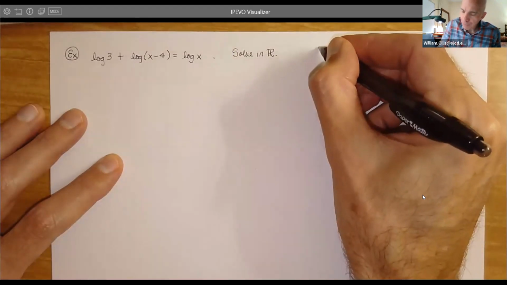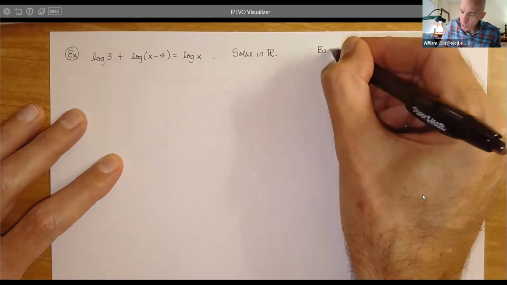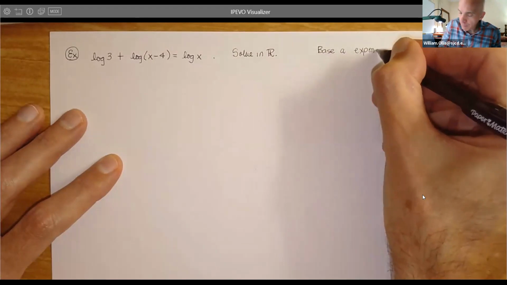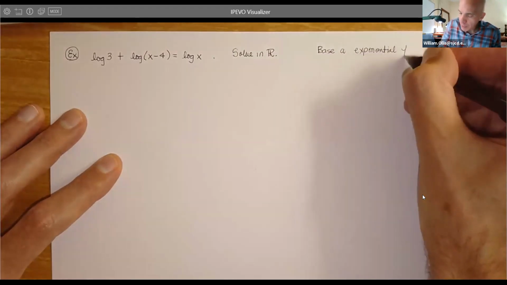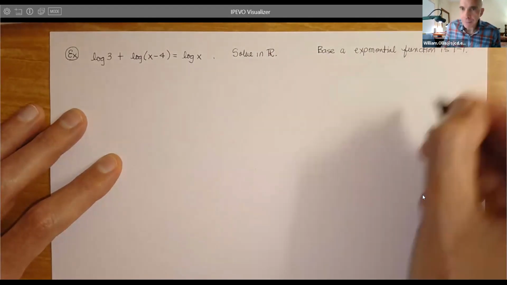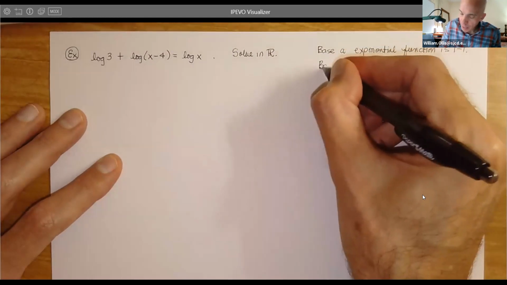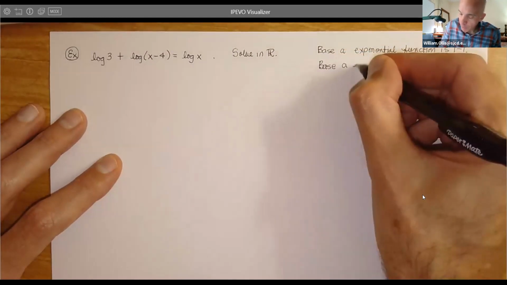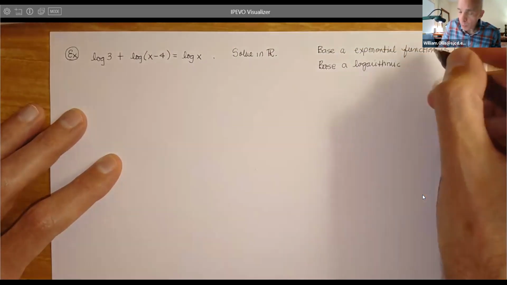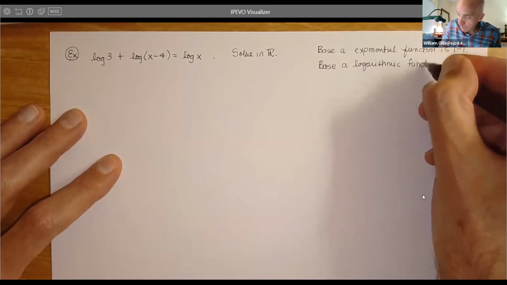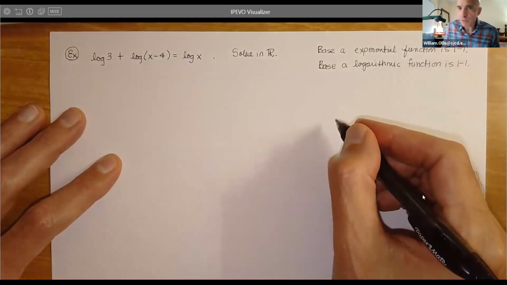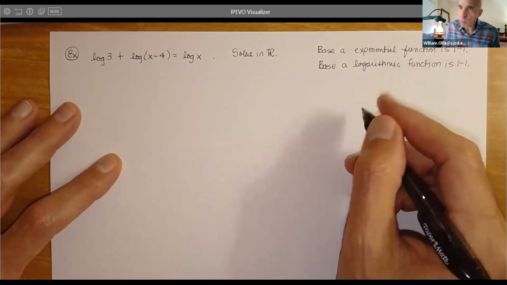We'll just say this: the base a exponential function is 1 to 1. We've already talked about this. The base a logarithmic function is 1 to 1. Well, of course it is. If a function is invertible, its inverse is invertible, and that necessarily means they're 1 to 1.